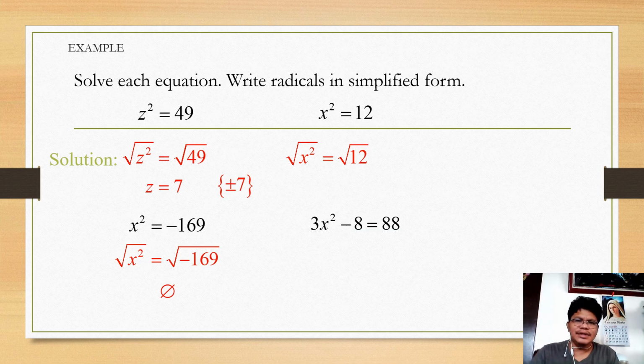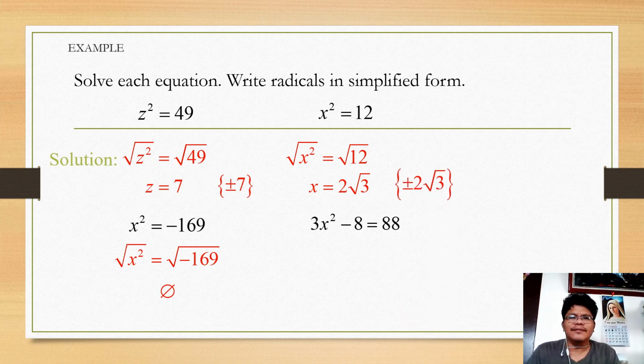But because of the words simplest form, we're going to simplify the square root of 12. Find the possible factors of 12, and that is 4 times 3. And what is the square root of 4? It is 2. So the answer is 2 times the square root of 3. So what is the solution of the equation? x equals plus and minus 2 square root of 3.